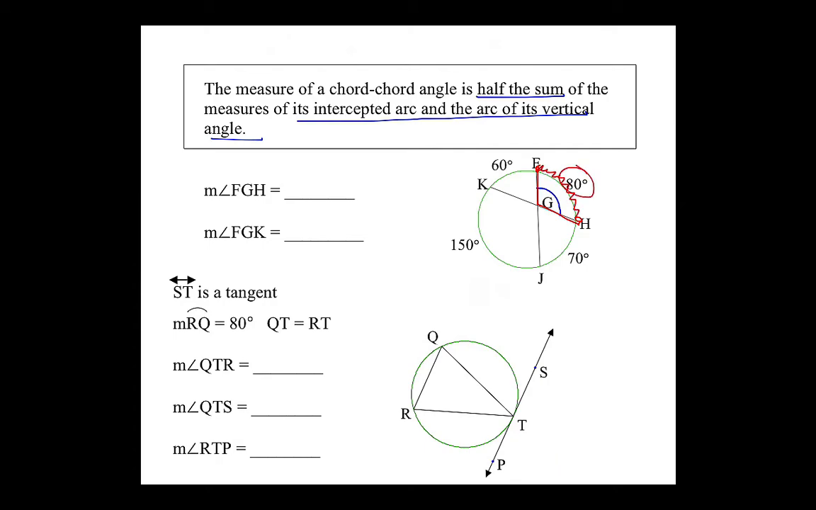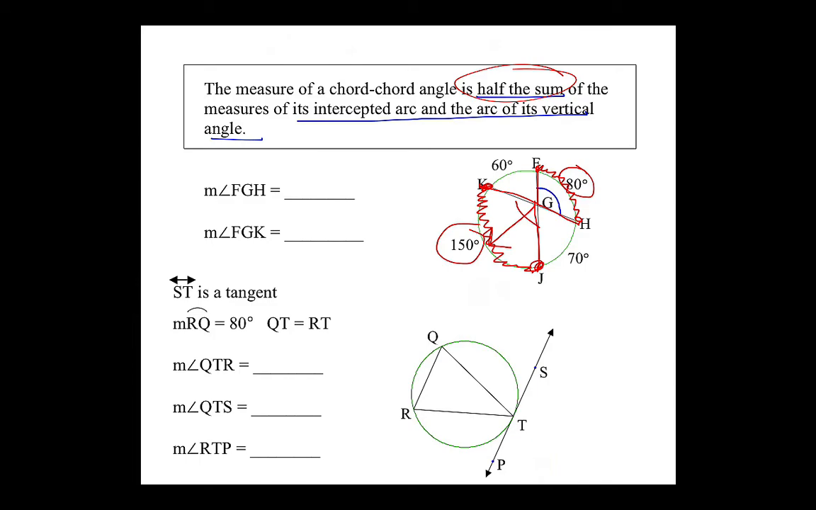But it says the measure of a chord angle is half the sum of the intercepted arc and the arc of its vertical angle. So we have to look at the vertical angle right behind it, and we're going to follow that out, which has an intercepted arc of 150. Again, if you draw out, we're going to hit point K. Drawing out along the vertical angle, we hit point J. So the intercepted arc would be arc KJ.